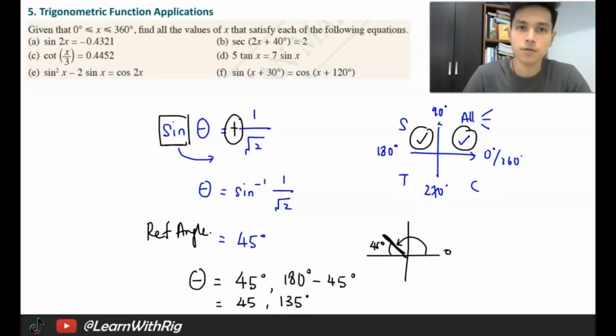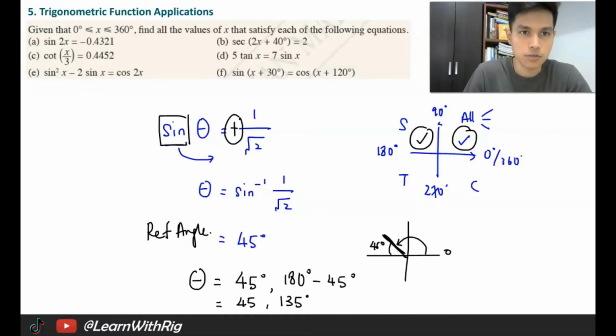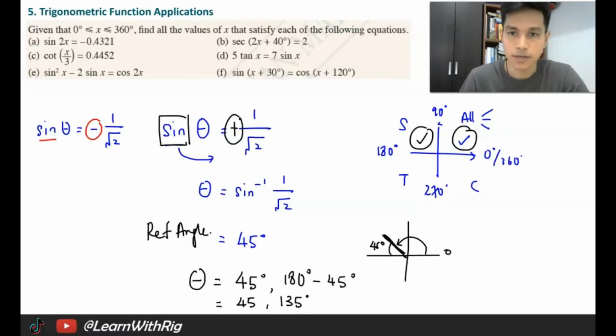But what if the question gives you this? I'm going to change the question. Let's say the question gives you sine theta equals negative 1 over square root 2. Now it's negative. So negative means what? Since it's sine and it's negative, where is the negative part of sine? Quadrant 3 and quadrant 4. So you must take into account these 2 quadrants, not the first 2 quadrants. Clear? Because now it's negative.